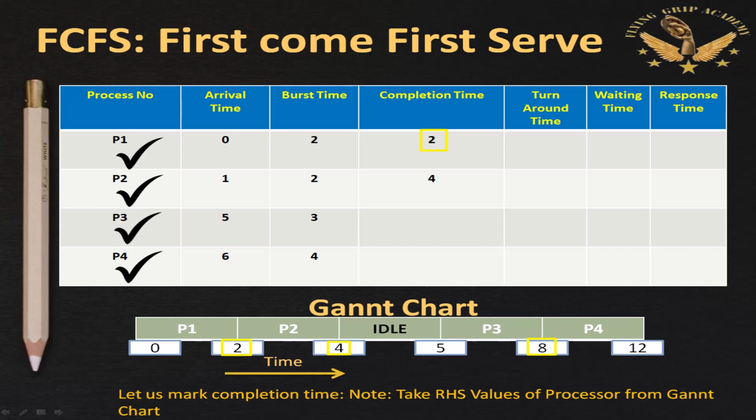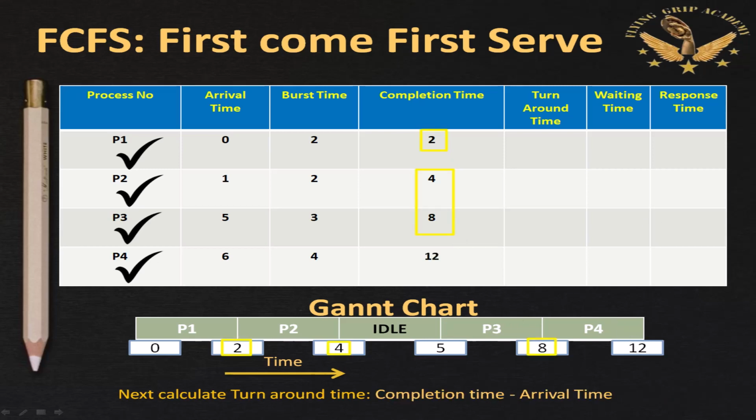So now 8 we have marked. So next, P4. P4 has completed at 12. So the right hand side values we have marked.